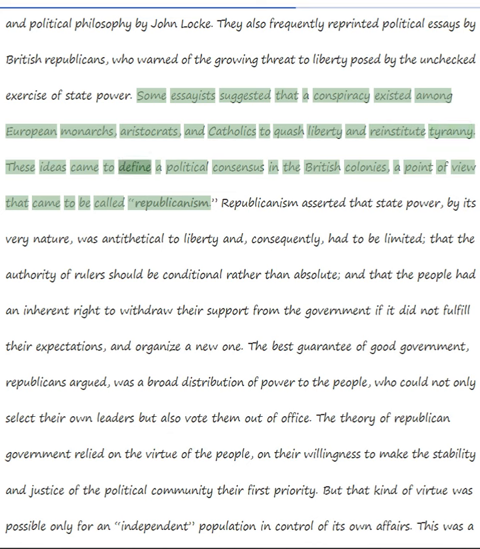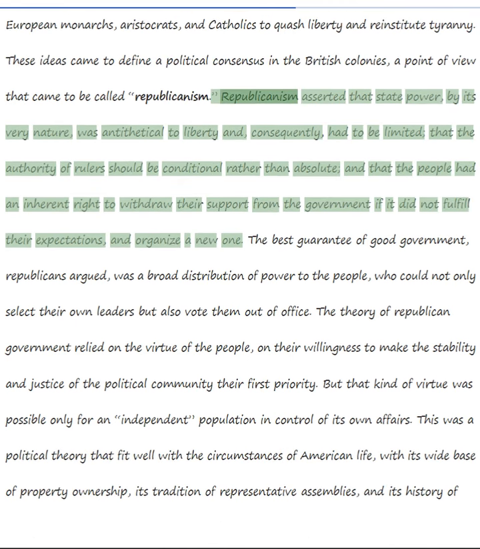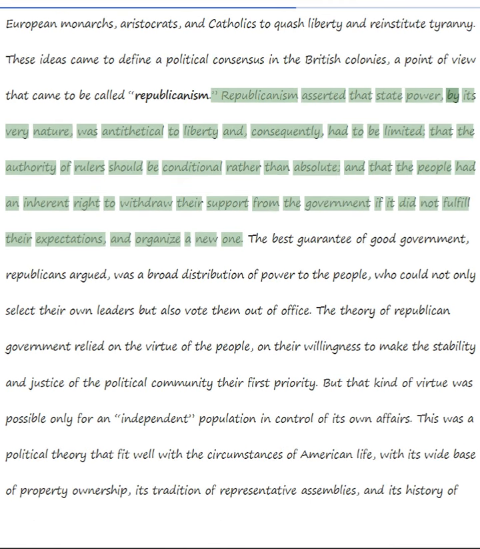These ideas came to define a political consensus in the British colonies, a point of view that came to be called republicanism. Republicanism asserted that state power, by its very nature, was antithetical to liberty and, consequently, had to be limited, that the authority of rulers should be conditional rather than absolute, and that the people had an inherent right to withdraw their support from the government if it did not fulfill their expectations, and organize a new one.